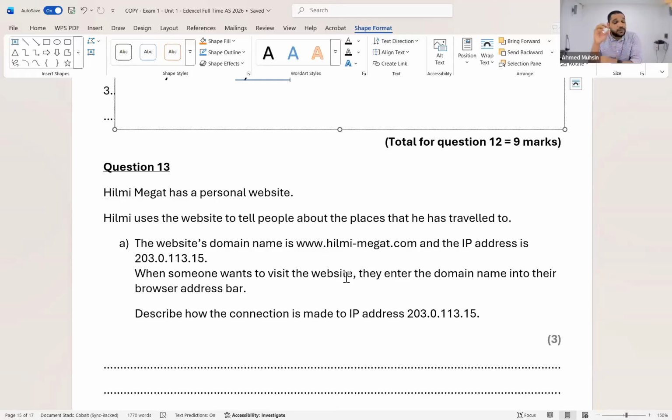Everyone okay with this? What if the IP address doesn't exist on the first domain that you checked? It'll do what we call a recursive query, right? Everyone know what's a recursive query? You will keep asking until somebody gives you an answer. You will be going from DNS to DNS.